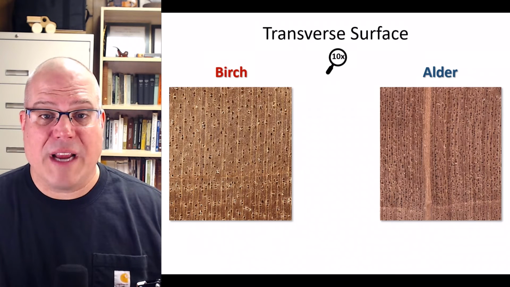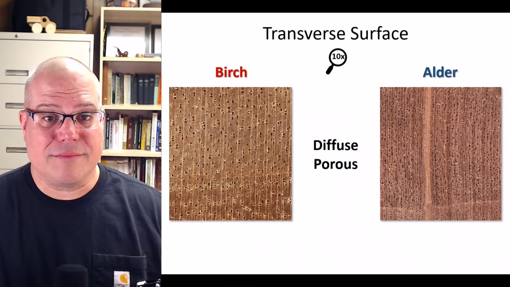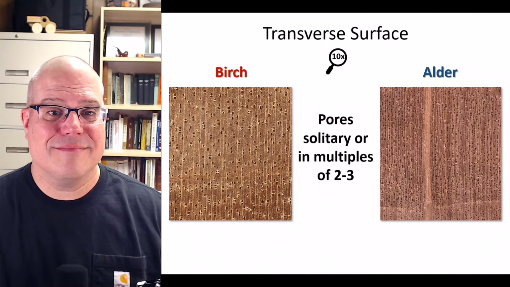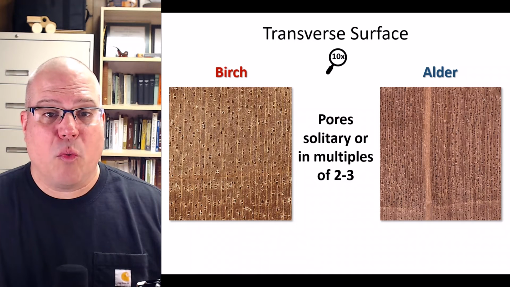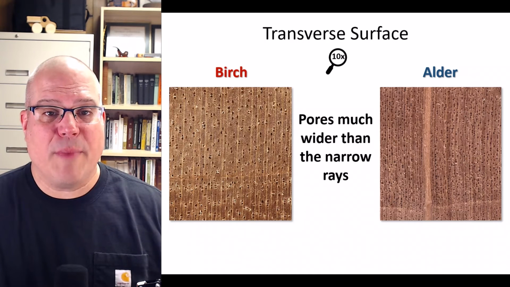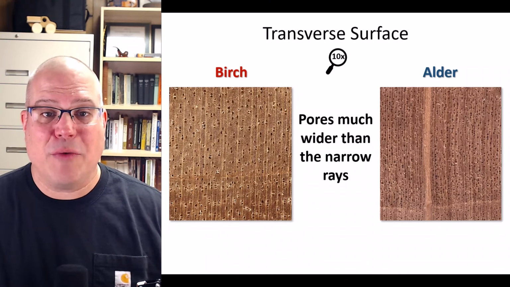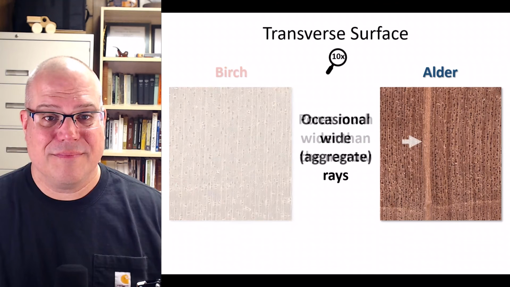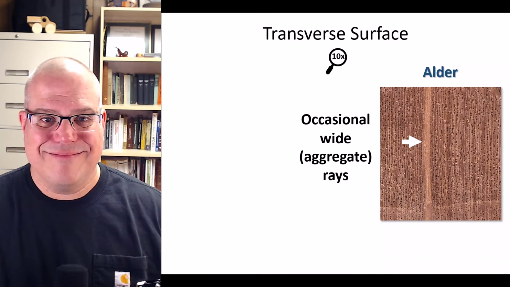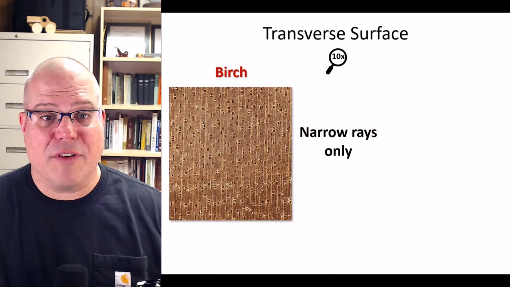Finally, let's look at some transverse features. Both woods are diffuse porous. And in both woods, the pores are solitary or in multiples of 2s or 3s. Unlike the maples, the pores of both birch and alder are much wider than their narrow rays. This feature can help you easily distinguish birch from maples. Finally, unlike an oak, alder's broad rays occur only occasionally, and we never see them in birch.